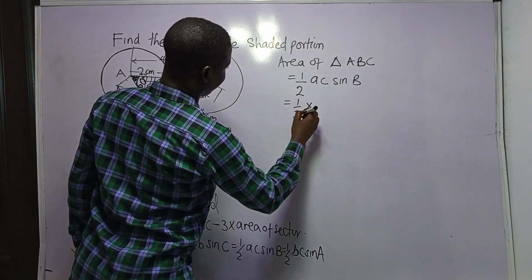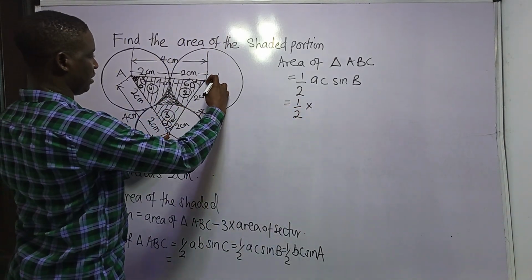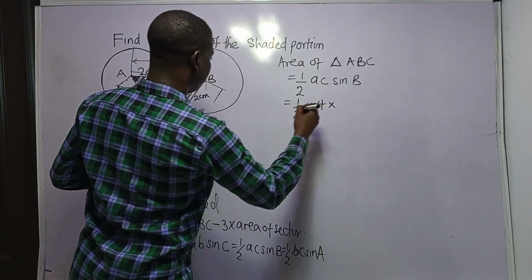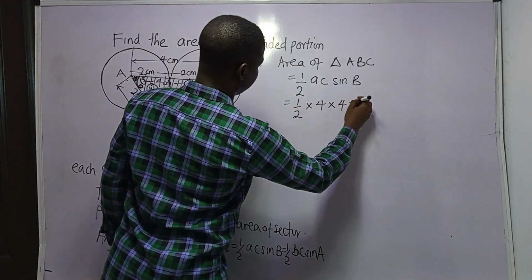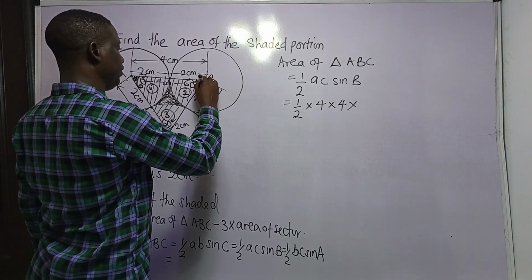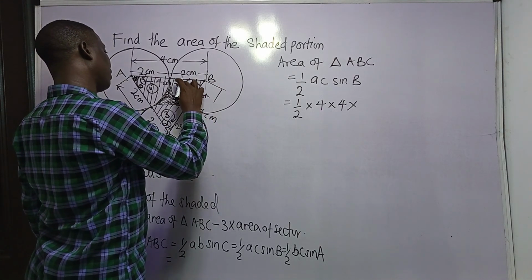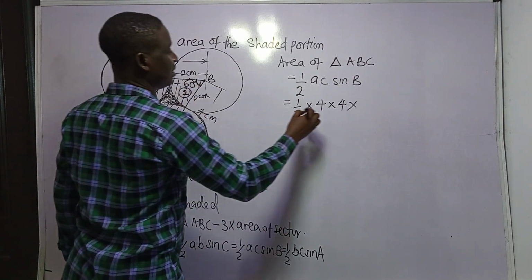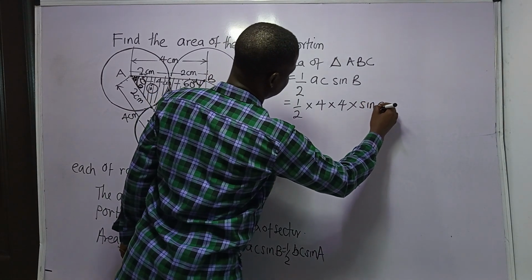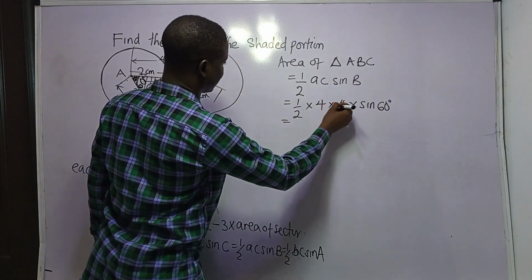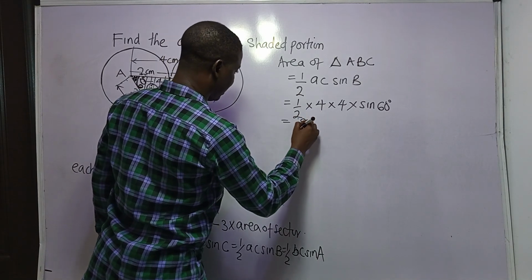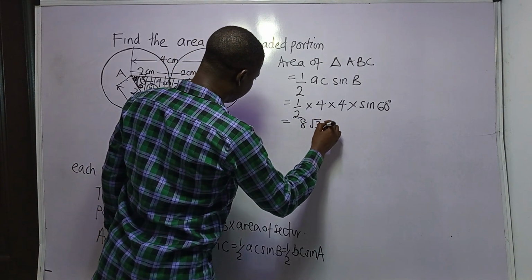Half times what? A from here to here is 4. C is from here to here, 4 times sine B. B is 60 degrees. Don't forget, it is 60 degrees. Sine 60 degrees. So you can use that one. Look at it as 16 divided by 2, which is 8 root 3 over 2.